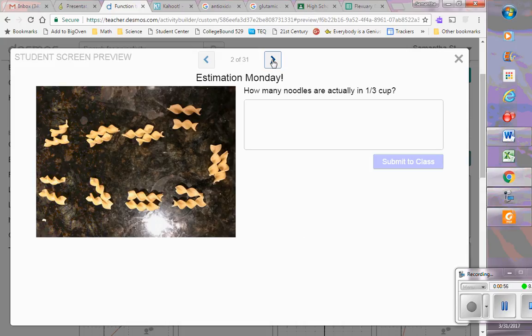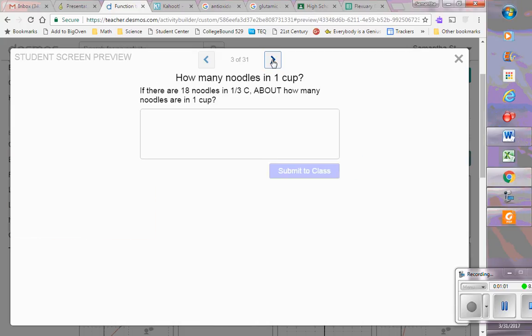And so then they actually count, and then they have to learn how to estimate and multiply something by 3 in their heads. And right now we're always using a third of a cup. So teaching them that 18 times 3 is about 60.